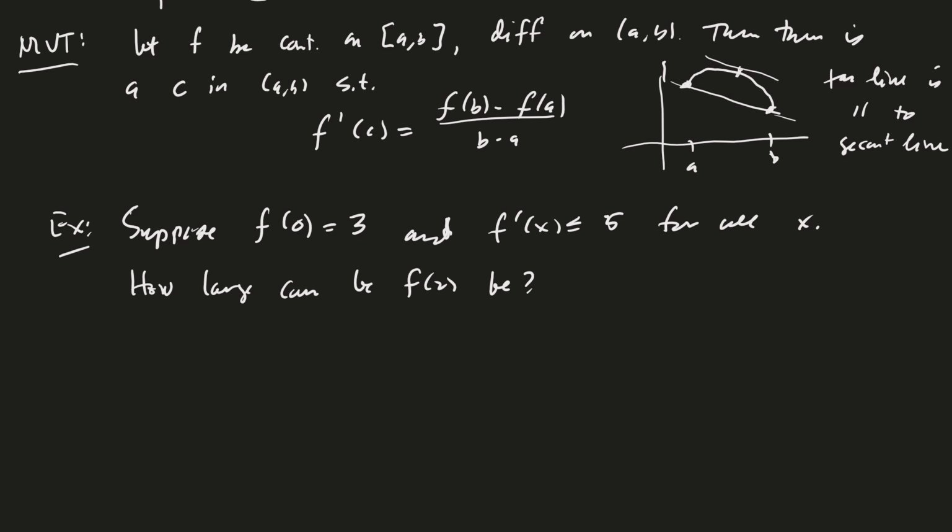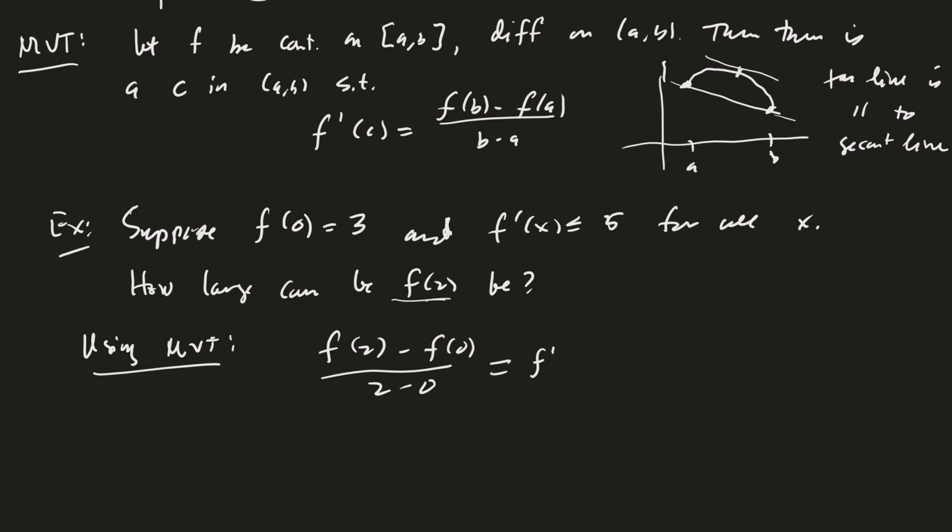Okay, so by the way, you could just reason this out, but because we have the mean value theorem sitting here, we want to use that if we can. Let's see, how am I going to use that? Well, how large can f of 2 be? Well, using the mean value theorem, you could just set it up. The interval is from 0 to 2, and so therefore we have f of 2 minus f of 0 divided by 2 minus 0 is equal to f prime of c for some c in the interval from 0 to 2, but we know the derivative is less than or equal to 5 everywhere.